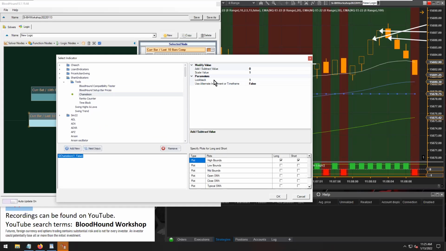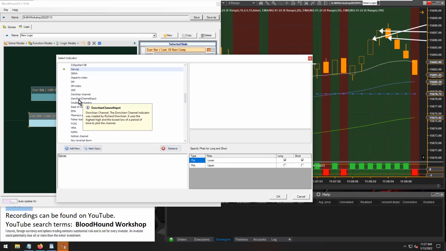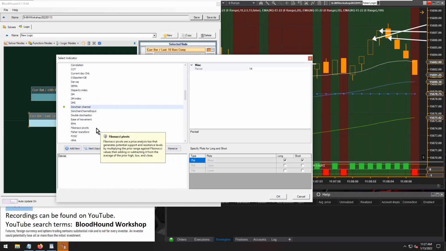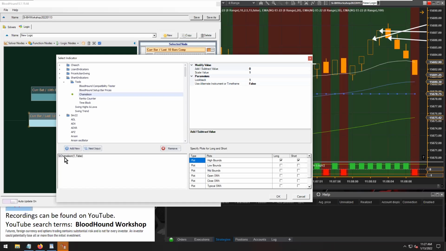We could use chameleon, or we could also use, let's see, what is it? There we go, the Donchian channel. The Donchian channel does the same thing. It tracks the highest high and the lowest low of whatever the period is. So the Donchian channel is doing the same thing as what we're doing with chameleon here. But I'll pull up chameleon, and we're going to set the look back period to 10.